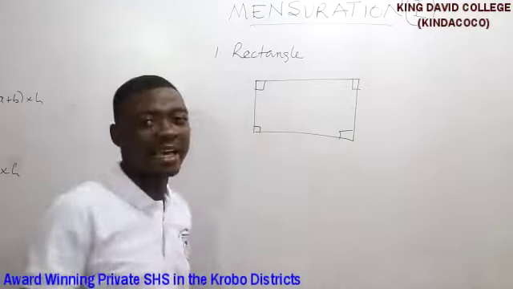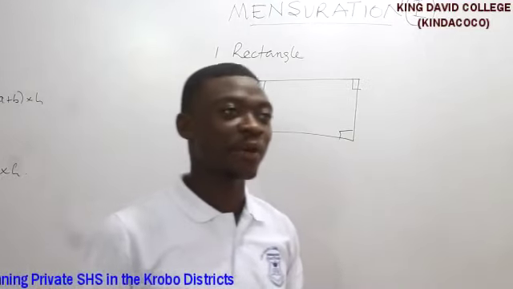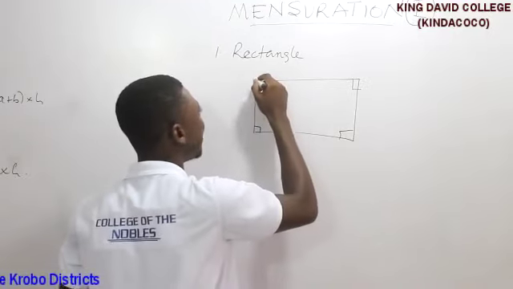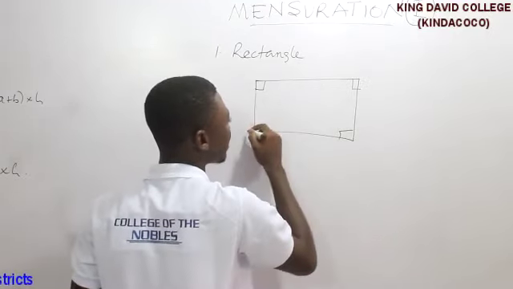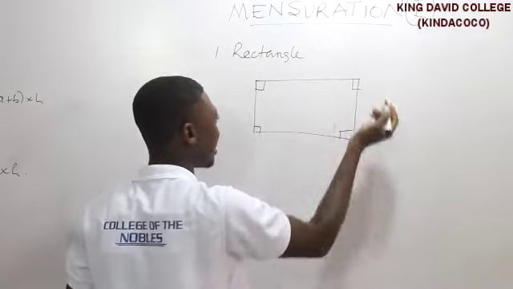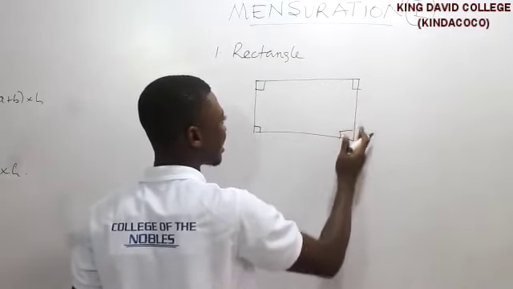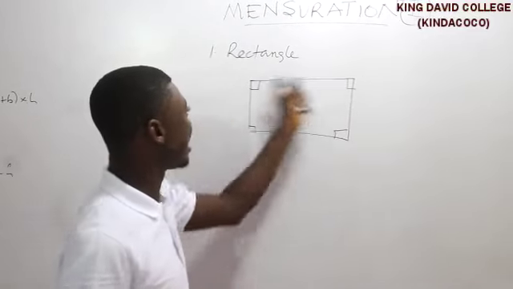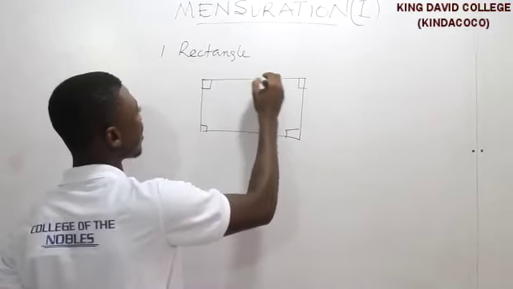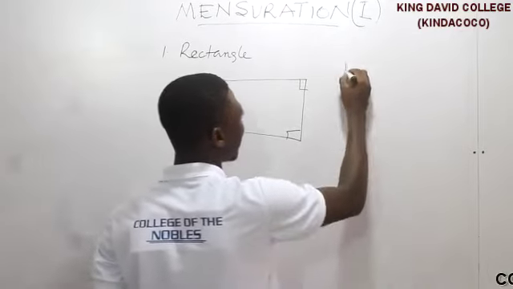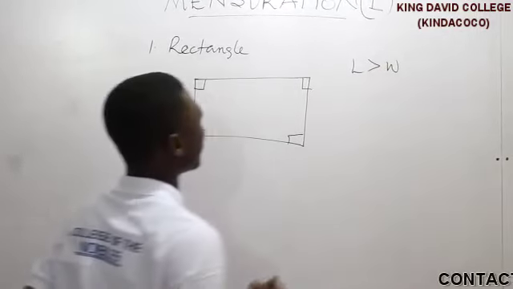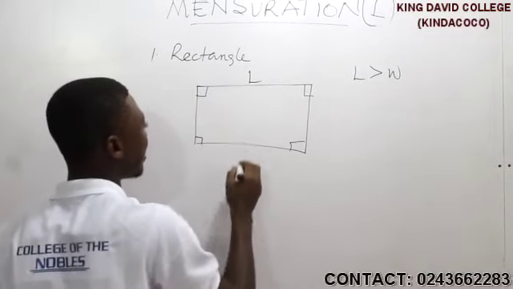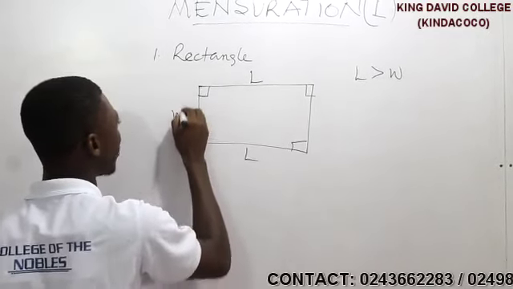It's not only the angles that make it a rectangle, but also the length, which is one of the sides, the longer side, is called length. And then the vertical side is called the breadth or the width. So in rectangles, the length is always greater than the width. So this is the length, and this is also the length, this is the width, and this is also the width.